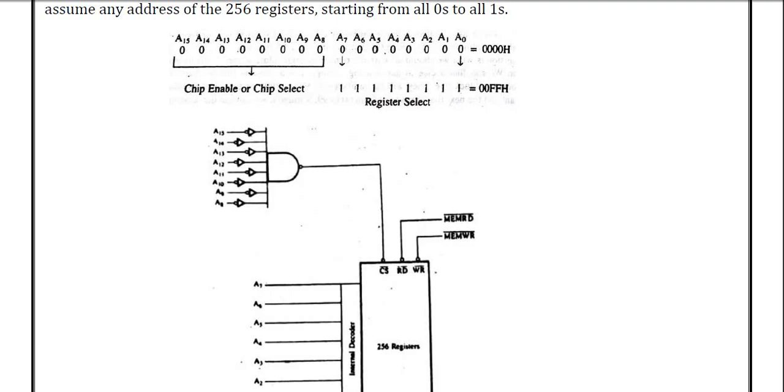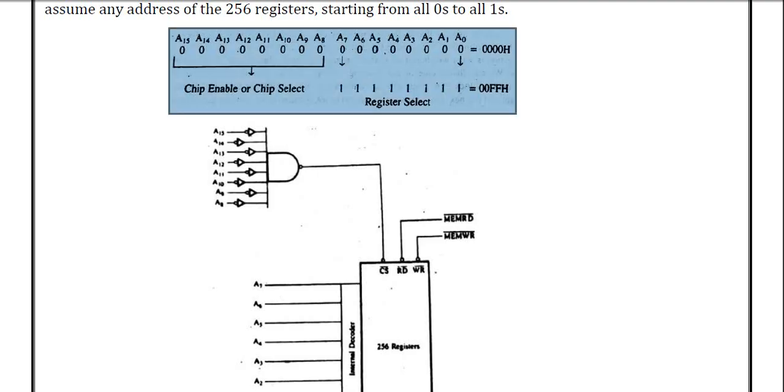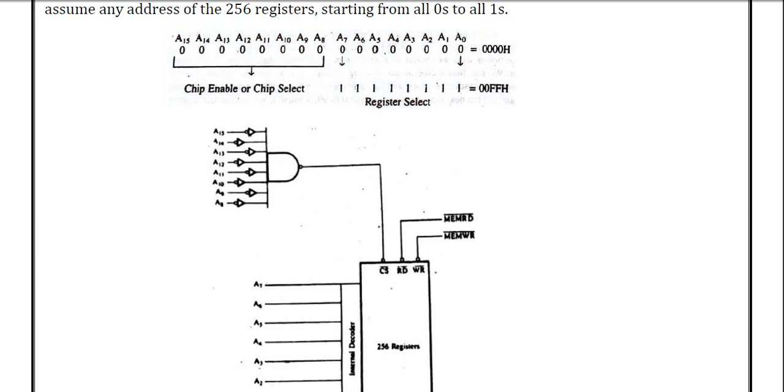In this section we have all zeros. So the starting position is 0000 and the destination is 00FF, where the first 4 bits and another 4 bits denote 0 and then again 0, and then 1111. Those 4 bits are known as F and those 4 ones are also known as F. In this section we can easily see that the last 8 bits are for the register selection and the first 8 bits are for the chip enable or chip selection.